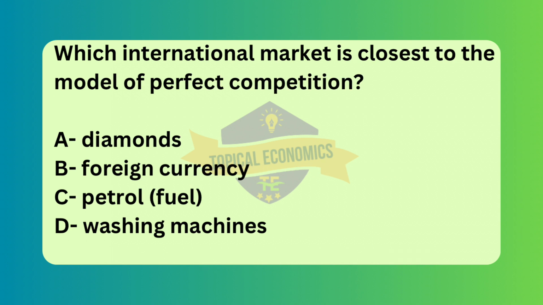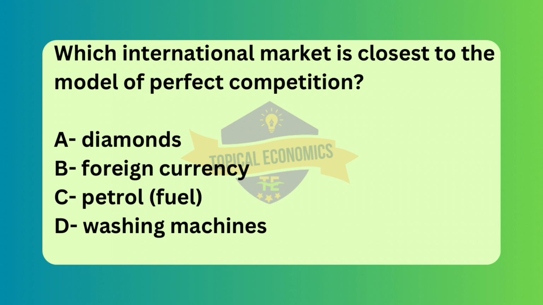Moving to 11th question. Which international market is closest to the model of perfect competition? A. Diamonds. B. Foreign currency. C. Petrol, fuel. D. Washing machines. The correct answer for this question is option B.